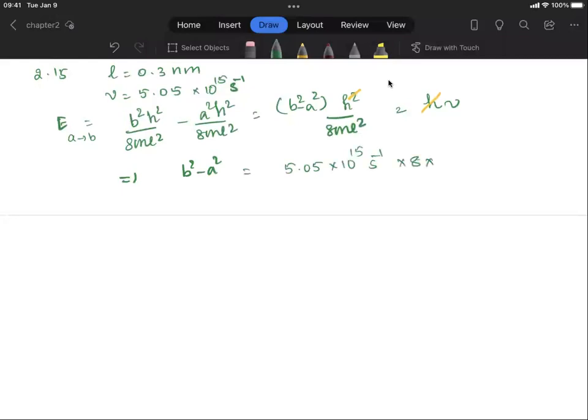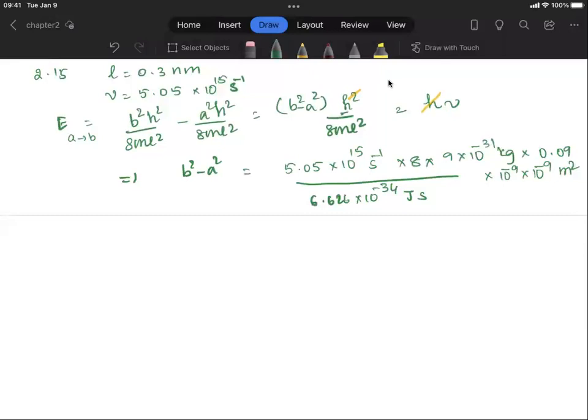8. It's an electron, so the mass of the electron is 9 times 10 to the negative 31 kilogram. And 0.3 times 0.3 is 0.09 nanometers squared, divided by, we have an h here, so 2 seconds.